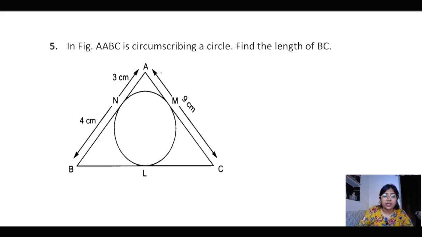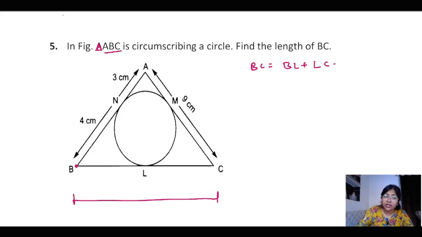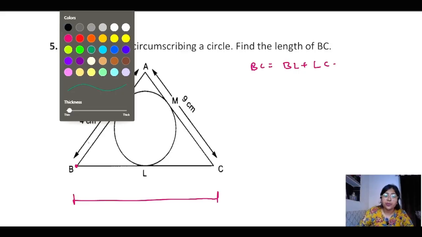In our figure, triangle ABC is circumscribing a circle, which means the circle is inside the triangle and touches the three sides at M, N and L. We need to find the length BC. The total length BC is the sum of BL plus LC. So BC is equal to BL plus LC. We know the theorem that the tangents drawn from an external point are of equal length.